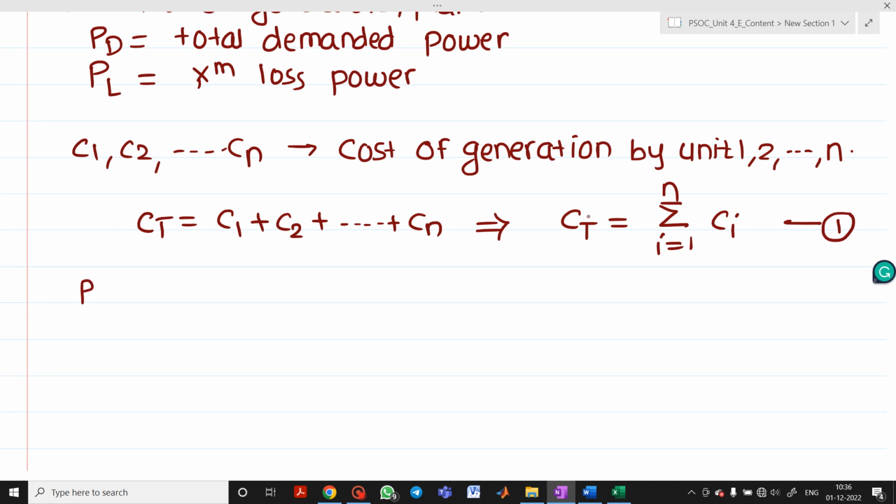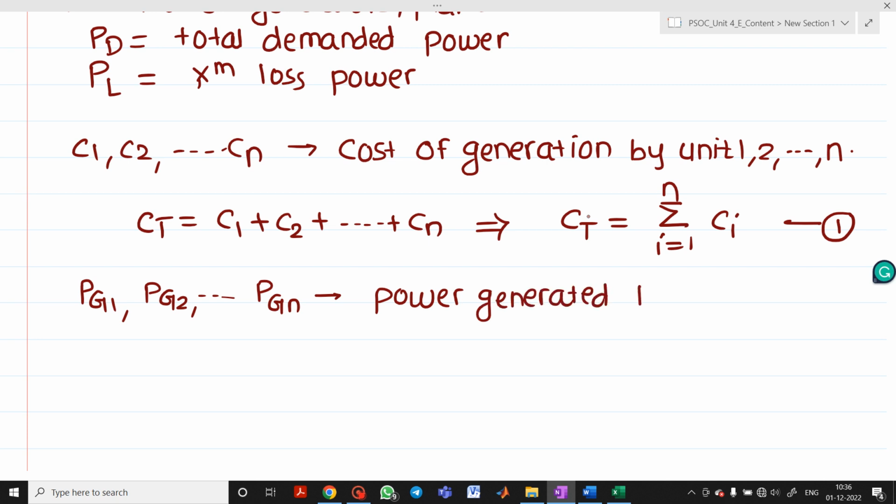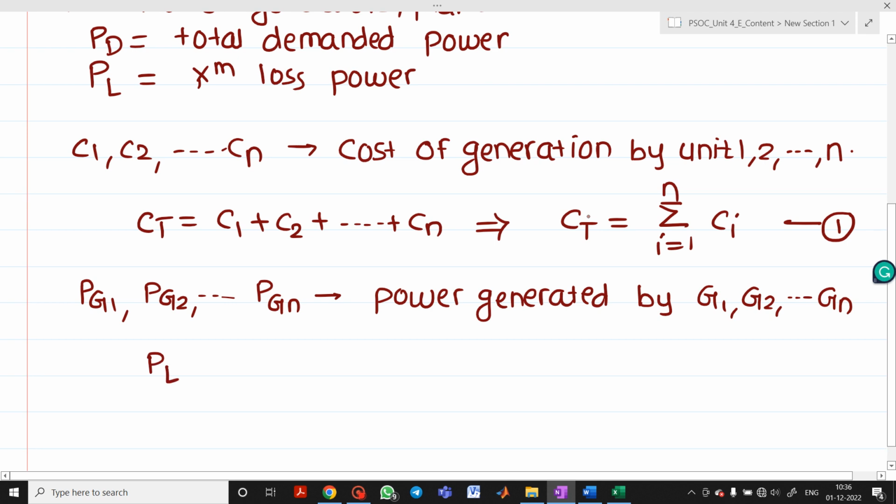And let me write it as, let's say, Pg1, Pg2 up to suppose Pgn. What is this? This will be your power generated, or output power generated, by generator G1, generator G2 up to, let's say, generator Gn. And already we have gone through this. PL is nothing but your total loss power.